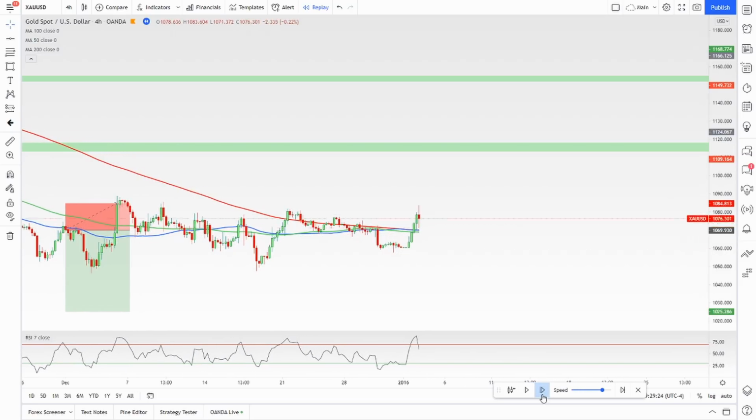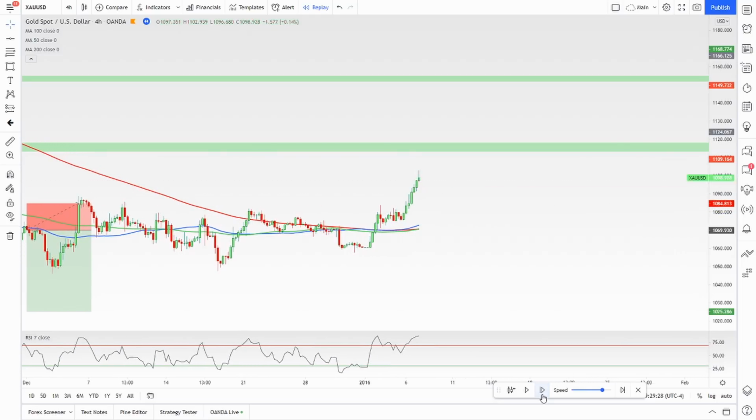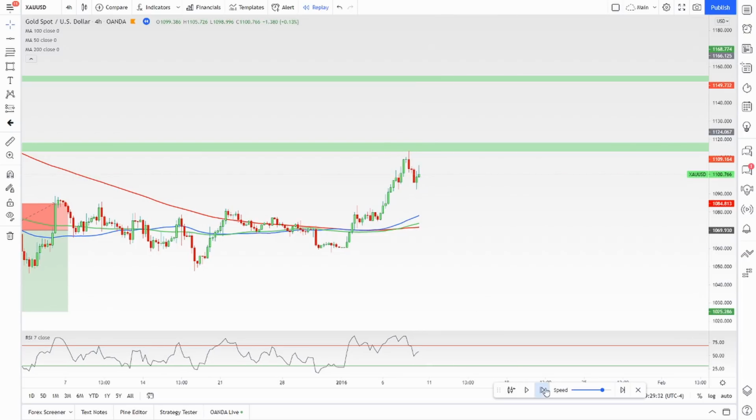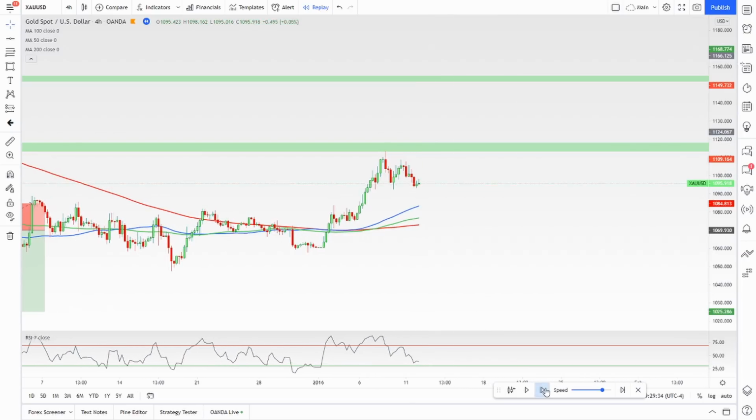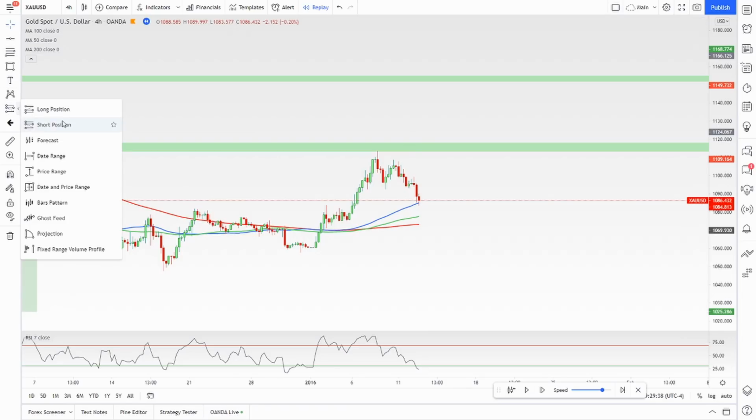We don't really quite have a trending market just yet, so I am going to go ahead and wait for these moving averages to sort of filter themselves out. Okay, there we go. Now we are starting to show some momentum to the upside. Let's see if we can get a trade. Okay, bam. We're gonna take this long right here.